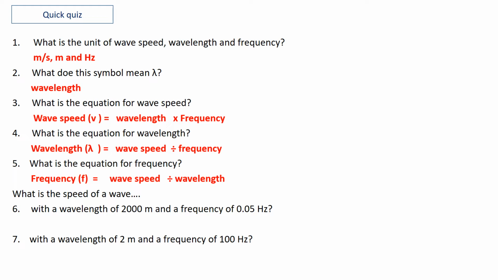What is the speed of the wave? So with a wavelength of 200 meters and a frequency of 0.05 hertz, it's 100 meters per second. Whereas with a wavelength of 2 meters and a frequency of 100 hertz, it's 200 meters per second. Awesome. Right, let's move on.